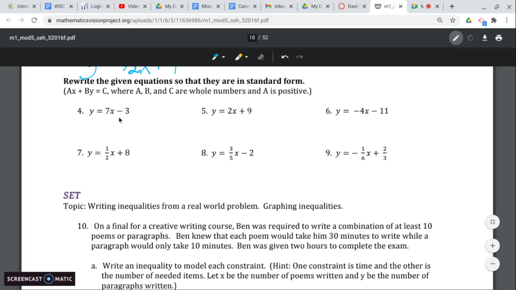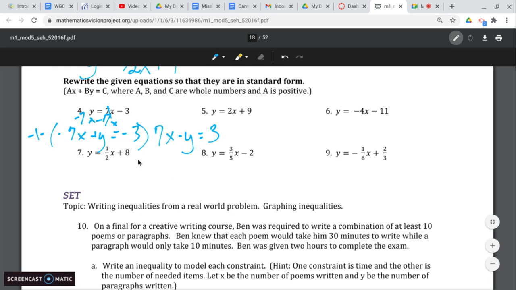So we have y equals 7x minus 3. First thing we do, we need to move the x to the other side. So subtract 7x, subtract 7x. So we have negative 7x plus y equals negative 3. Are we done there? Can we leave it like that? No, we can't. We can't have that negative on the 7x. So we multiply everything by a negative 1. So we end up with 7x minus y equals 3.